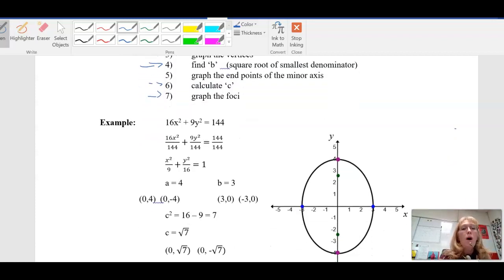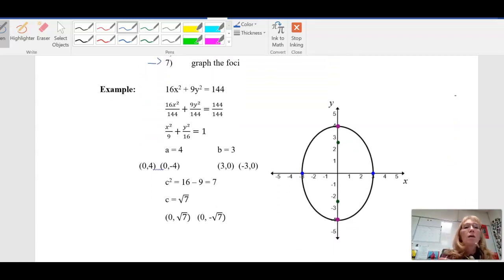So step 1, we have to set this equal to 1. So we divide everybody by 144. And of course we're going to make these pretty to start with. So we divide by 144, so the 144 cancels to 1. 144 divided by 16 is 9, and over here is 16.